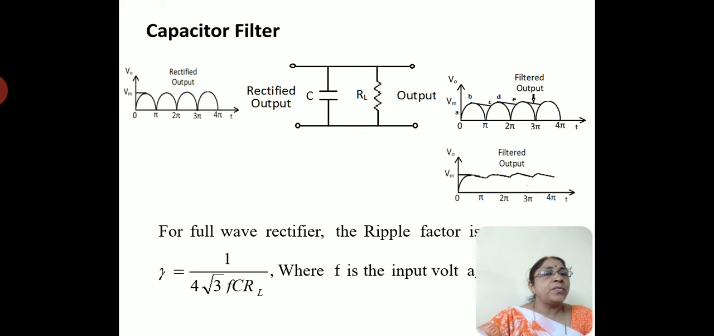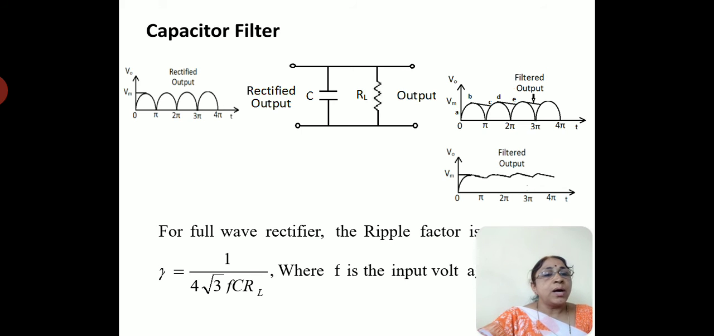Therefore AB shows the charging, BC shows the discharging, CD again shows a charging, and DE again a discharging in the filtered output, as shown in the figure. So we will get a filtered output.